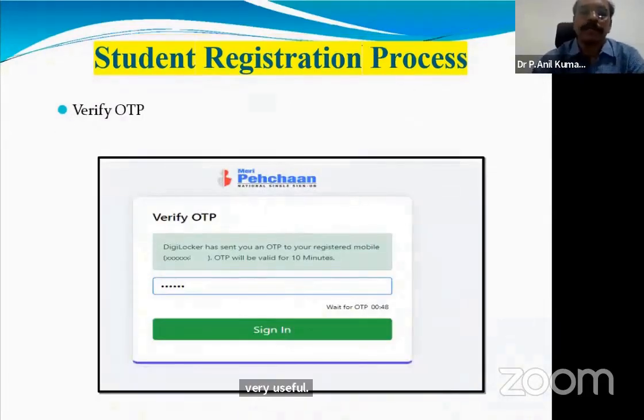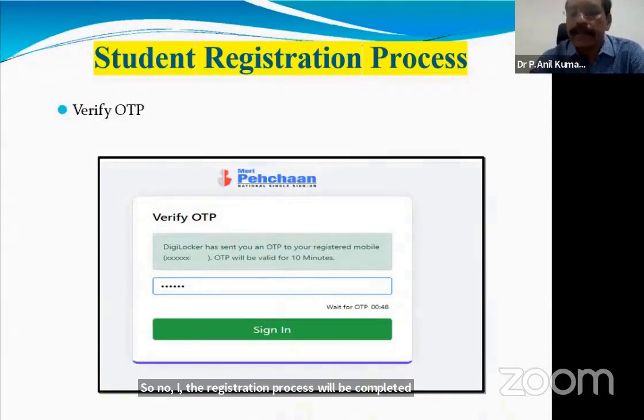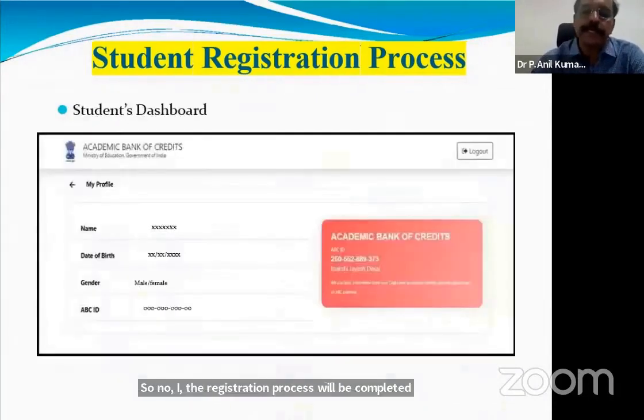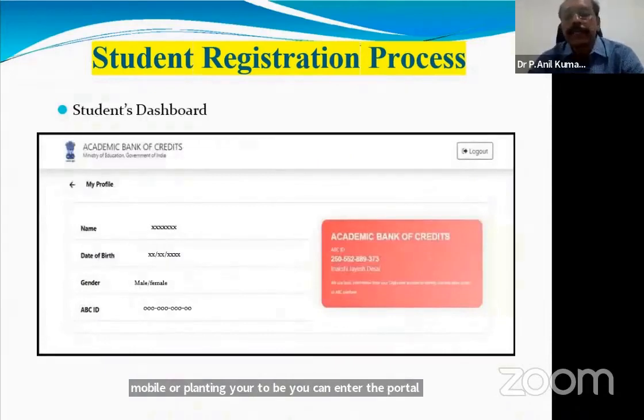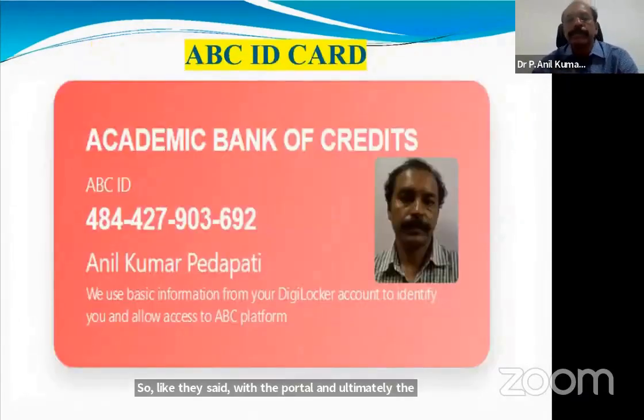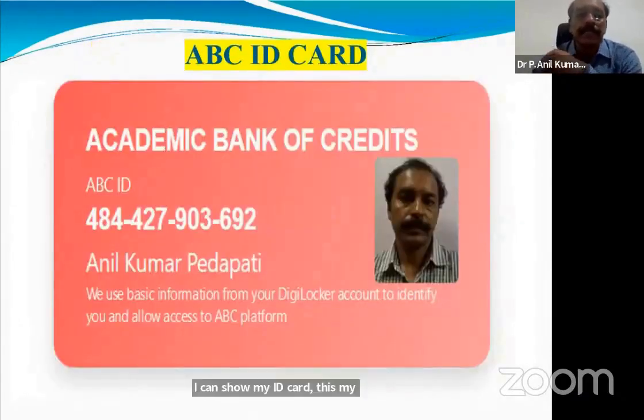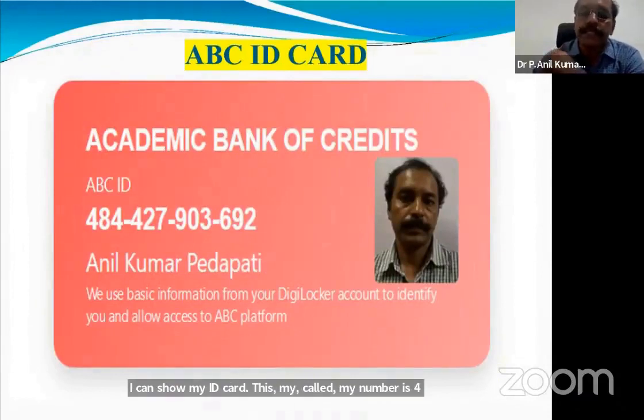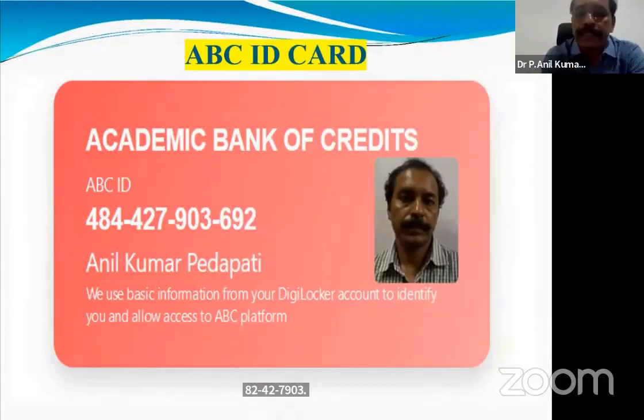Now the registration process will be completed after checking your OTP. The OTP comes to your mobile. After entering your OTP, you can enter the portal, and ultimately your ID card will be generated. Like this, your ABC ID card will be generated with all your details. I can show my ID card. This is my ID card, Academic Bank of Credits. My number is 482427903692. This is Anil Kumar Pradapati.